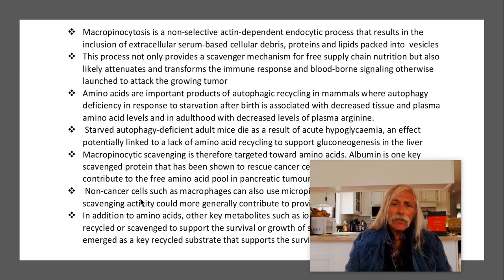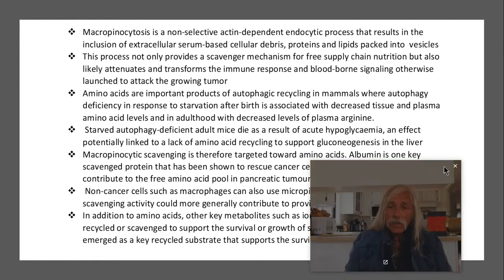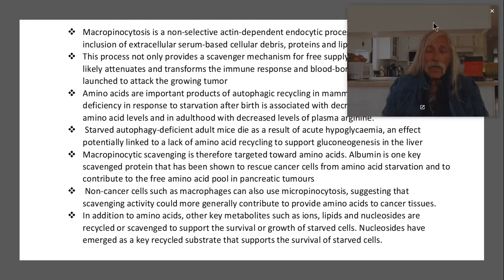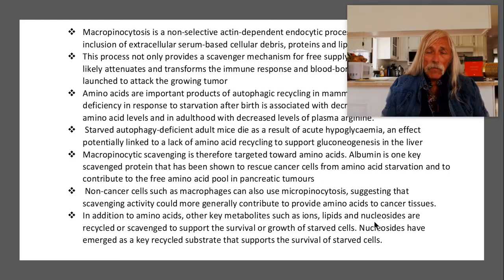Okay. So amino acids are important products, of course, of the autophagic recycling in mammals, where autophagy deficiency in response to starvation after birth is associated with decreased tissue and plasma amino acid levels in adulthood, with decreased levels of plasma arginine. So, well-known process. Starved autophagy-deficient adult mice, for example, die as a result of acute hypoglycemia, and the fact is potentially linked to a lack of amino acid recycling to support gluconeogenesis in the liver. Okay? That's where the carbon comes from.